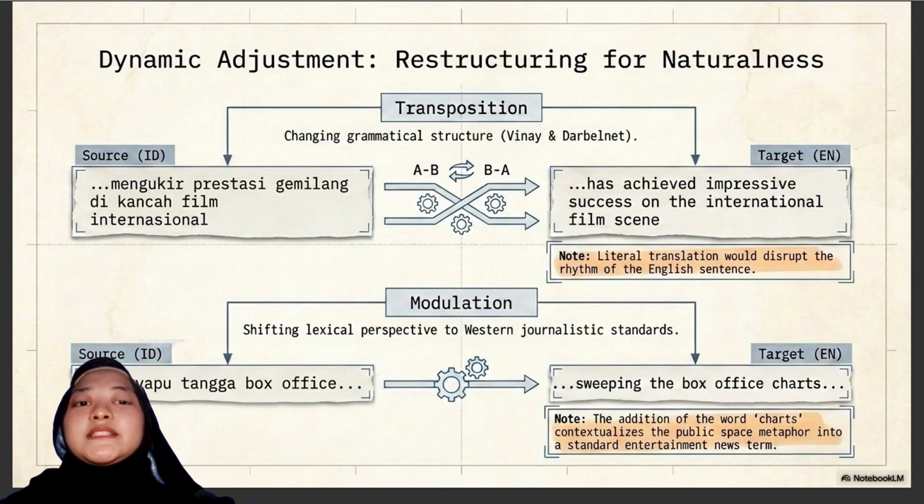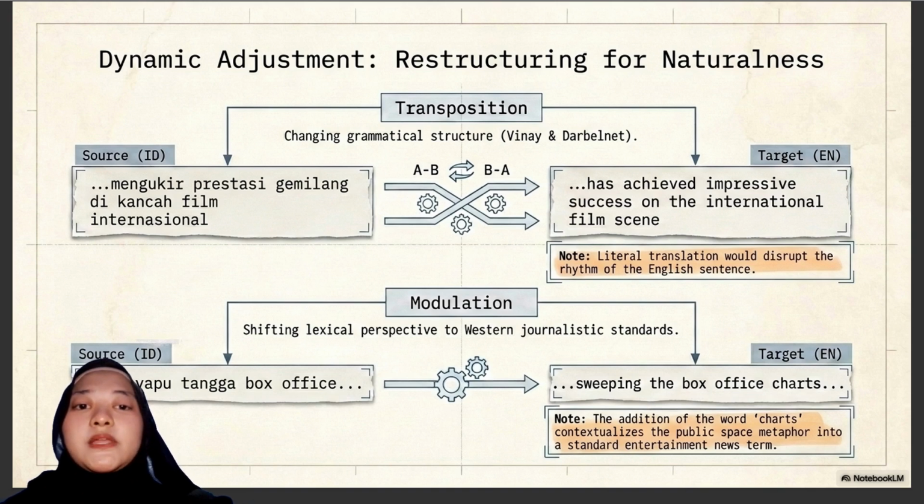Next is dynamic adjustment. In addition to basic translation strategies, dynamic adjustment is also important. The first is transposition, as proposed by Vinay and Darbelnet, which involves changing grammatical structure. For example, an Indonesian press meaning achieving great success on the international film scene is restructured into more natural English syntax.